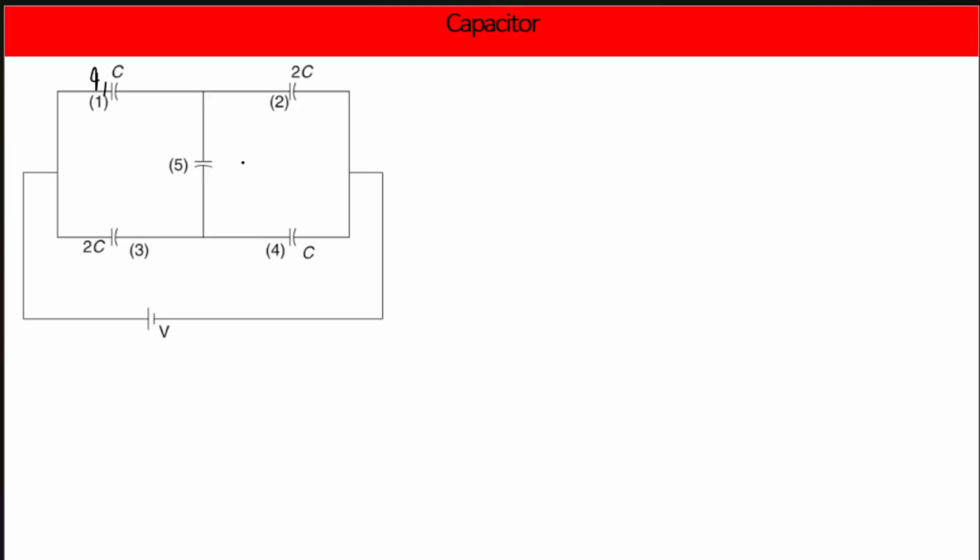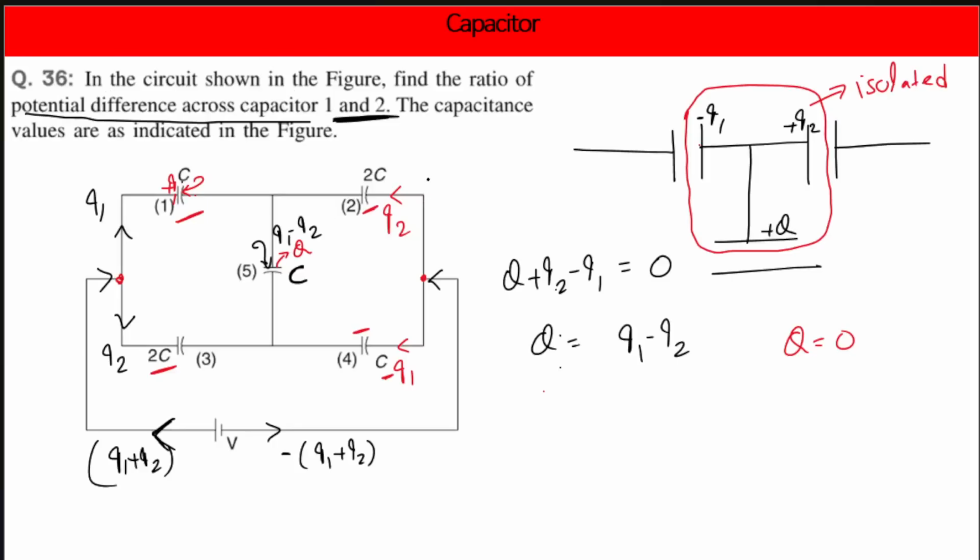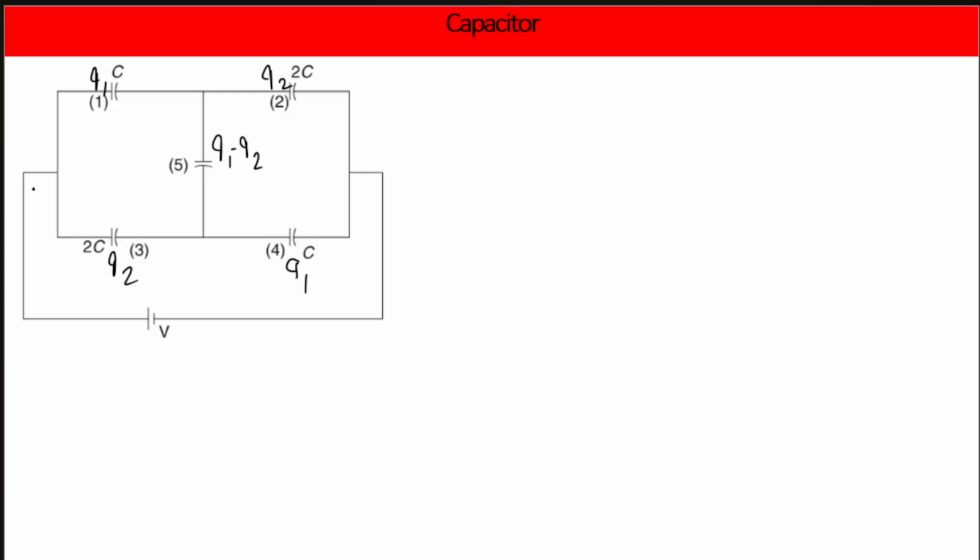It has a charge of Q1, it has a charge of Q2, this has a charge of Q1, this has a charge of Q2, and this one has a charge of Q1 minus Q2. Now we have to calculate the ratio of the potential difference across capacitor 1 and 2. So 1 and 2 को आप ध्यान से देखो, इसके क्रॉस पोटेंशियल डिफरेंस क्या होगा?